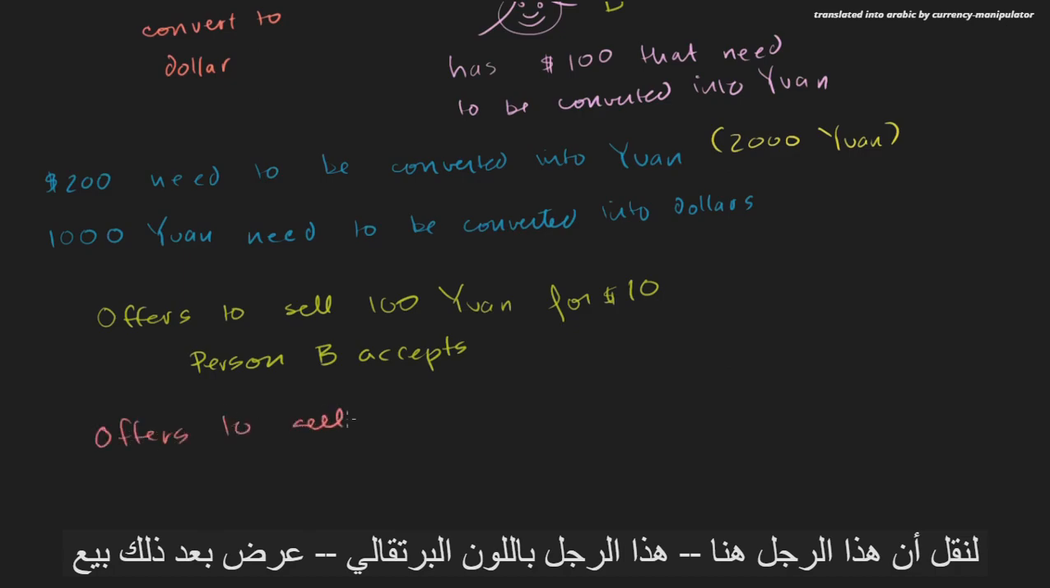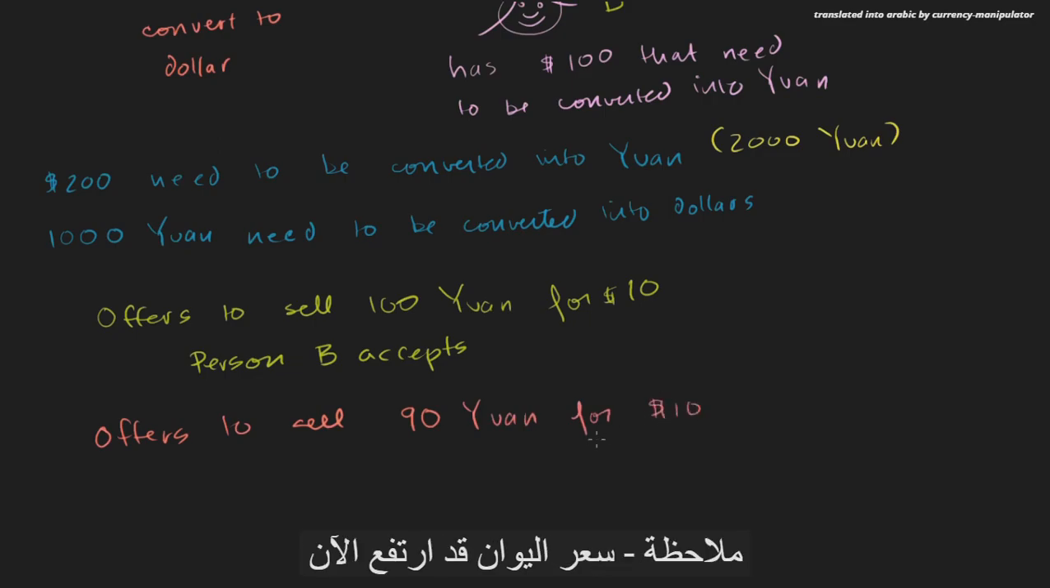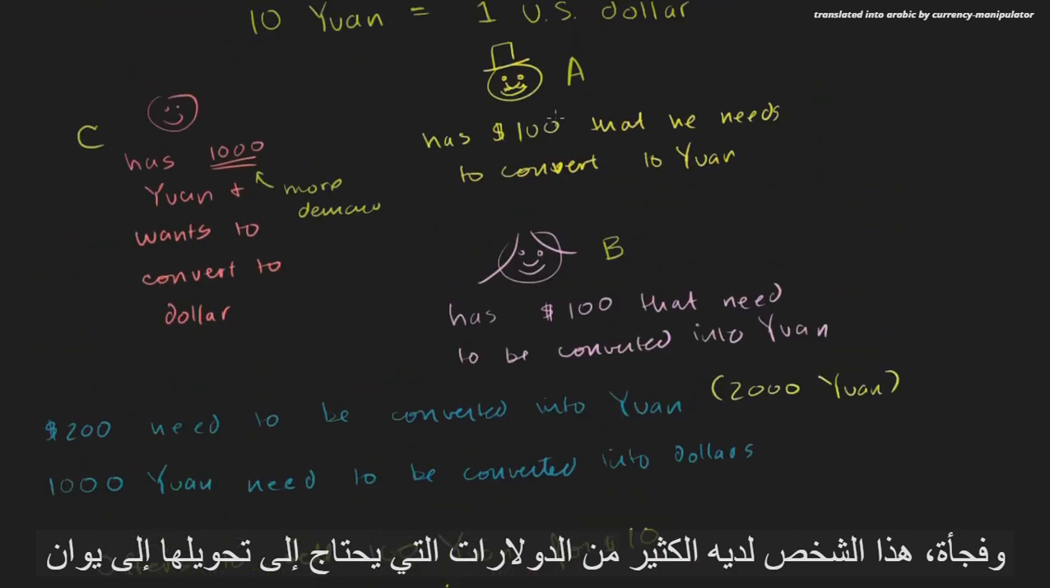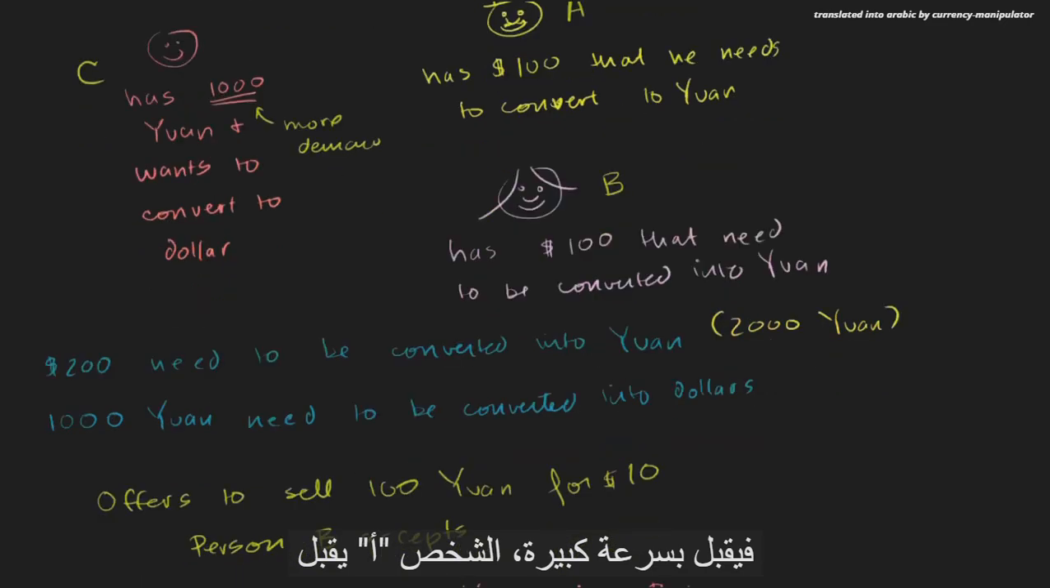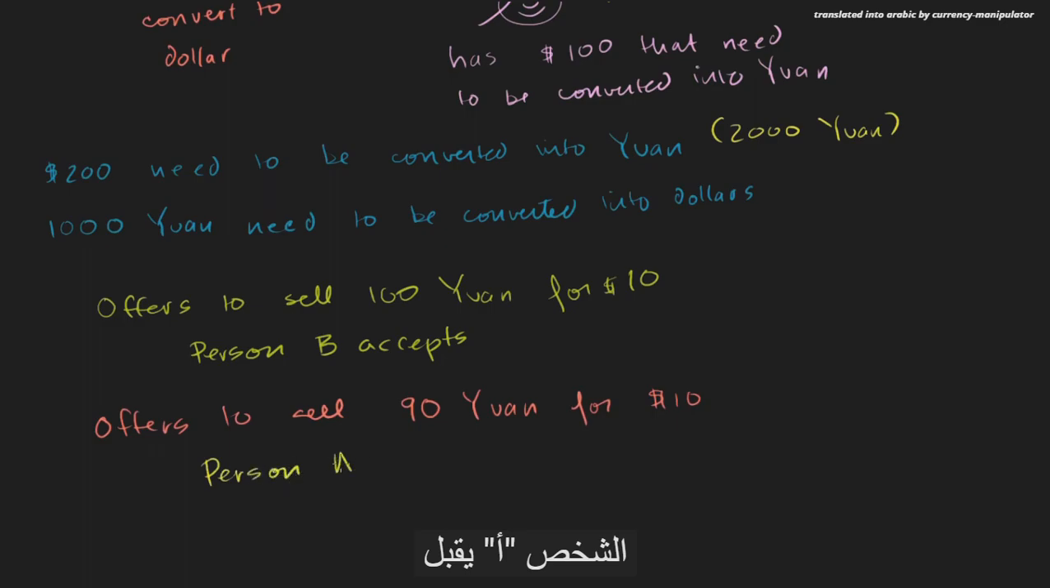to sell, let's say he wants to sell 90 won for $10. Notice the price of the won has now gone up, or the price of the dollar has now gone down. Either one. Those are the symmetric statements. They mean the exact same thing. So all of a sudden, this person has a lot of dollars he needs to convert into won, so he accepts really fast. So person A accepts. And I'm doing a huge oversimplification, but it gives you the general idea to show you that this really is a market.